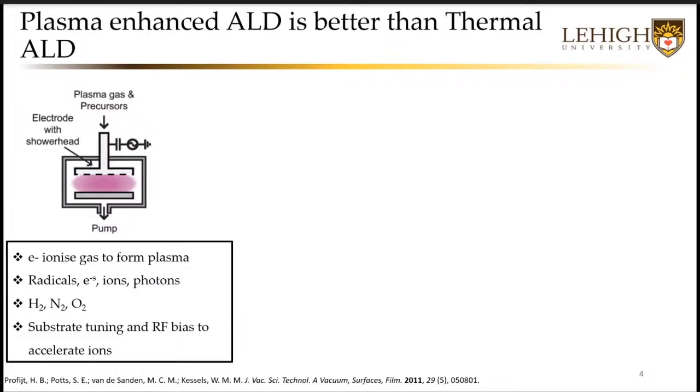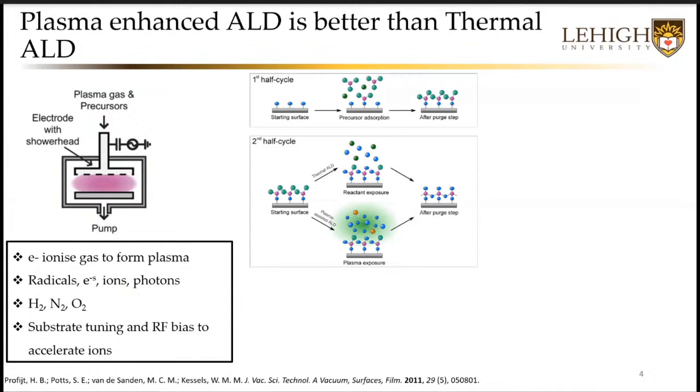The difference between thermal and plasma ALD is in the second half cycle. During the first half cycle, it is very similar. It is during the second half cycle that the substrate is exposed to plasma. So when the plasma is given to the reactants while they're reacting, it does a few things. As you can see here, the ion energy can be modified by changing the substrate bias.